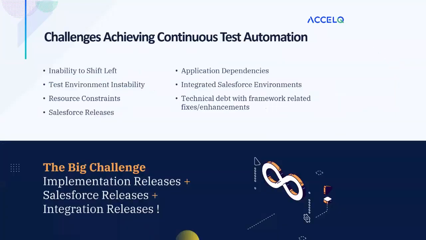So there are some challenges to achieving continuous test automation. First of all, the inability to shift left. Organizations have trouble testing in the development process and are unable to bring testing closer to the design and development phases at the beginning of the development cycle. Next, the next two challenges are application dependencies and test environment instability. Those two go hand in hand.